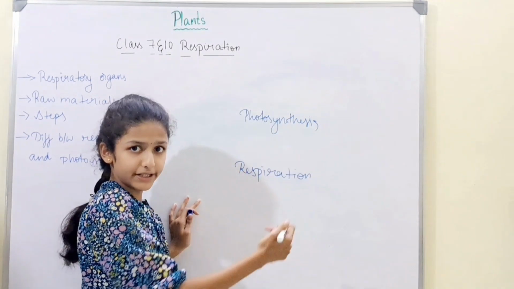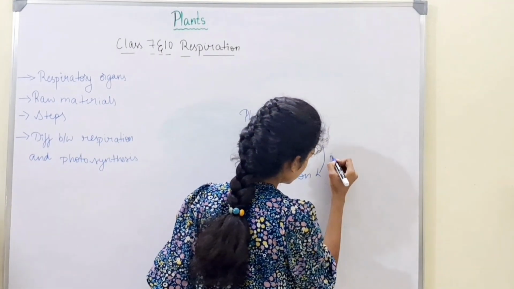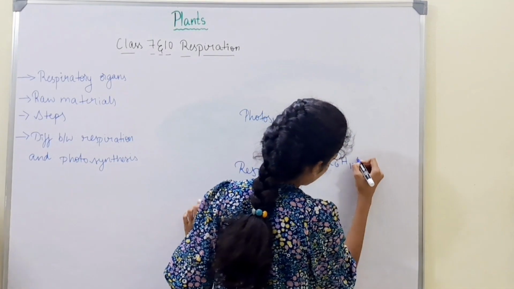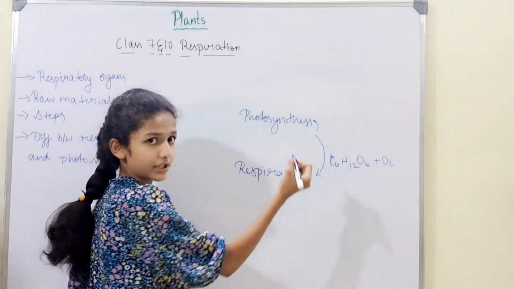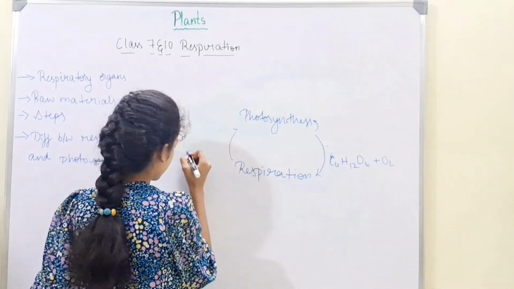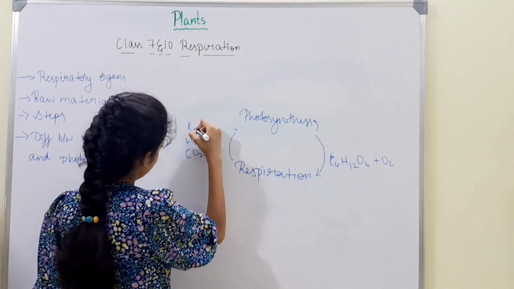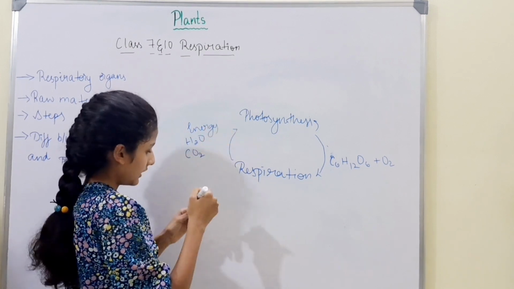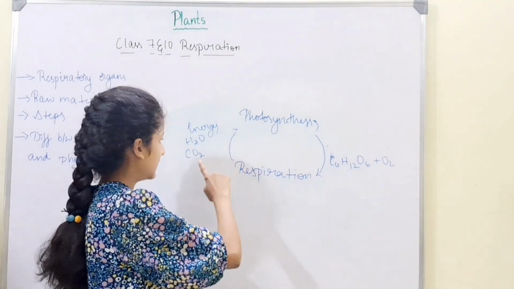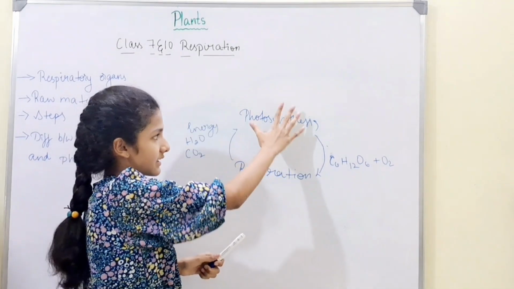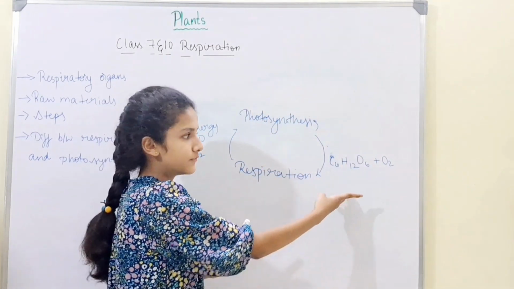What are the raw materials for respiration? It is food, which is glucose, and we have oxygen. What are the end products of respiration? We have carbon dioxide, water, energy. So if you see in photosynthesis, solar energy is taken. Carbon dioxide and water are also taken. These are the raw materials of photosynthesis. And what comes out is food and oxygen.